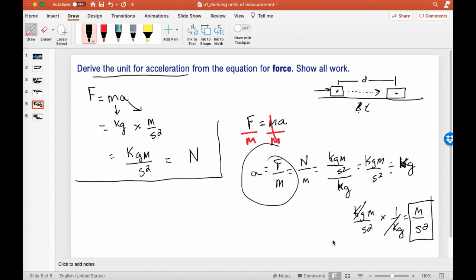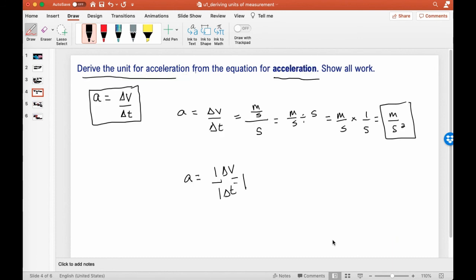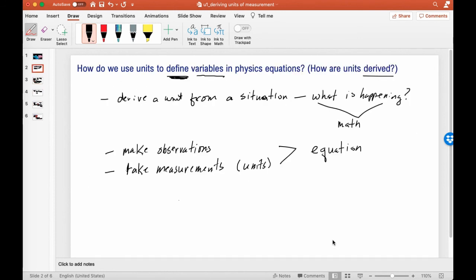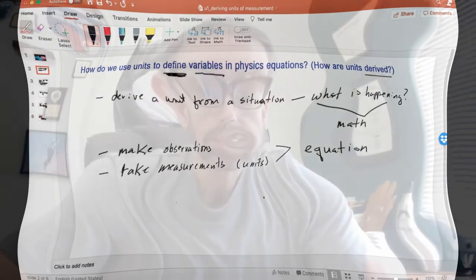We've taken a look at force, we've taken a look at acceleration, we've taken a look at velocity, just the basic concepts of what a derived unit is. I hope this helped. I'll see you in class. Bye. And there you have it, deriving units.